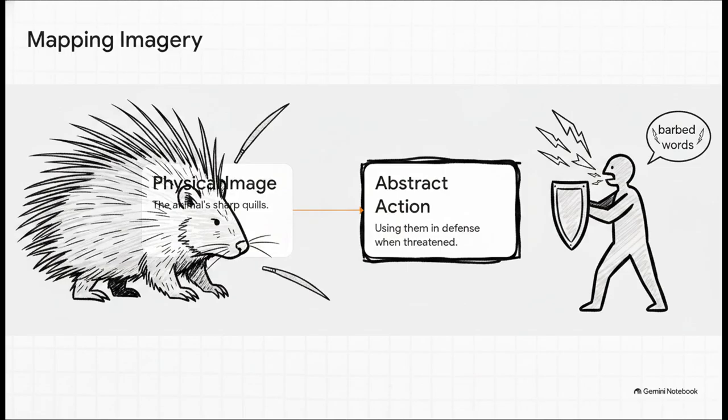Step 1 is our physical image, the animal's sharp quills. Step 2 is the abstract action. A porcupine uses them to defend itself or attack when an enemy invades its space. The poet is brilliantly linking the animal's physical defenses to those defensive, barbed words that we humans use when our own emotional territory feels threatened.